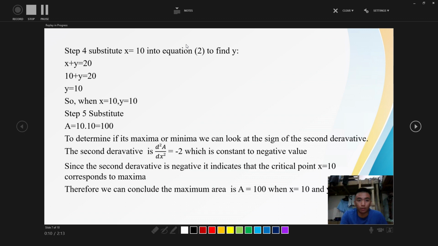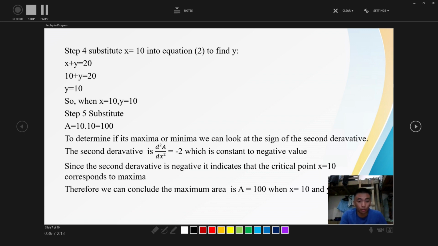x plus y equals 20. Then 10 plus y equals 20, so y equals 10. So when x is equal to 10, y is equal to 10 also.